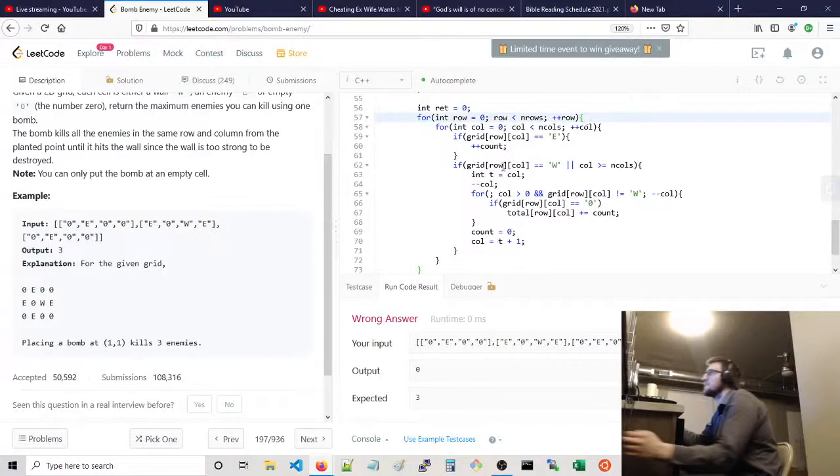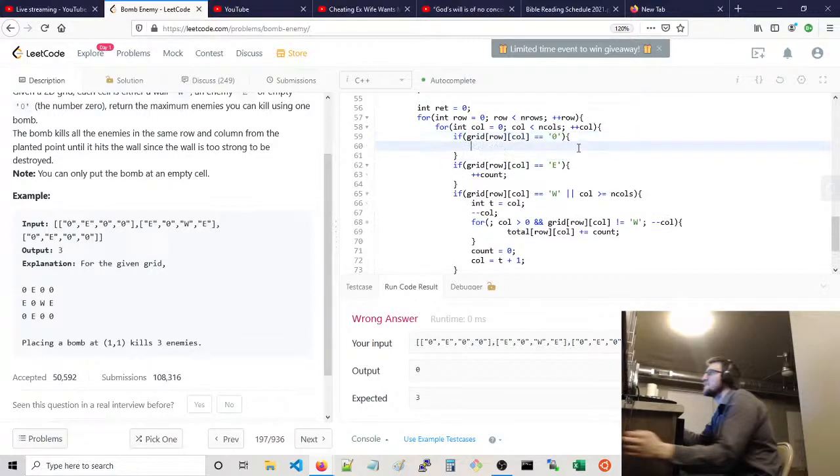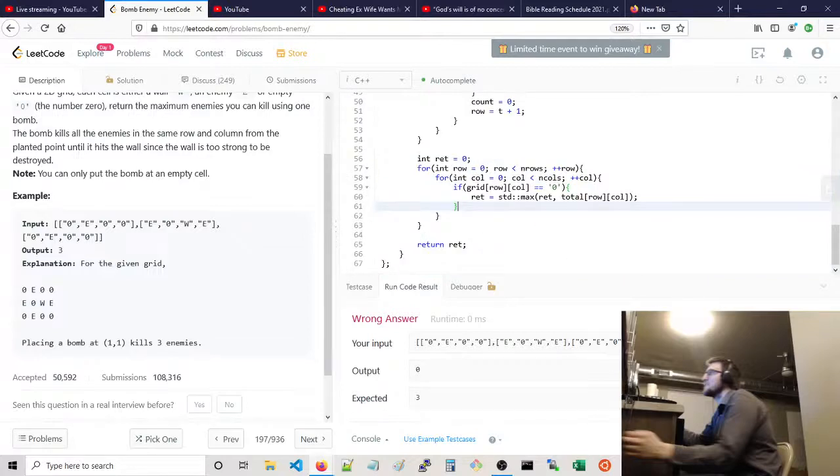So row, column, and we just have if this is the case, whoops. And ret equals standard max of ret and total of ret, oops, row, column. Yeah, I'll rechat in a moment.